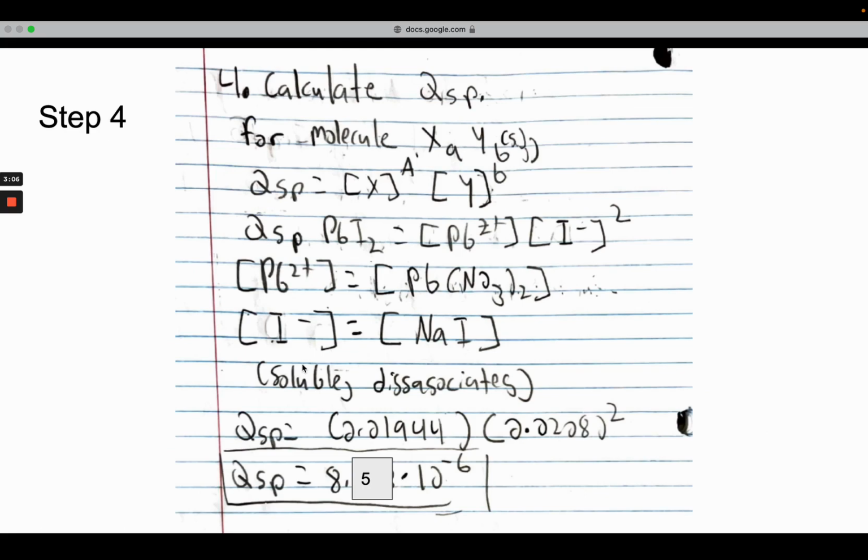Calculate QSP, and you do this for a molecule XAYB. The QSP would be the concentration of X to the power of A times the concentration of Y to the power of B. QSP of PbI2 is the concentration of lead times the concentration of iodide squared. The concentration of lead is equal to the concentration of lead 2 nitrate, because lead 2 nitrate is soluble, meaning it dissociates fully. And it's the same thing for iodide. And then you plug those values in. Get 0.01944 times 0.0208 squared, and you do the math and get 8.5 times 10 to the minus 6.